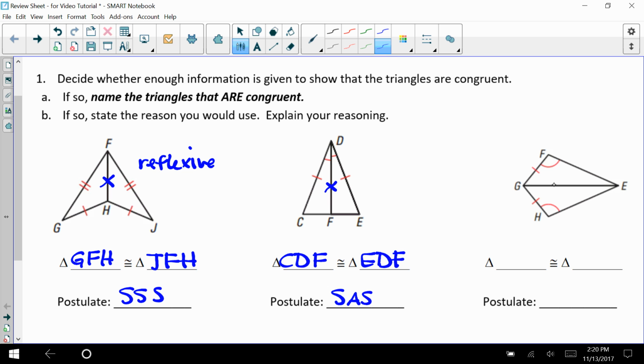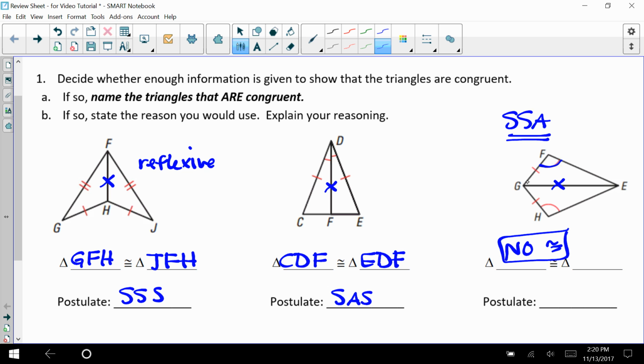Okay, then this last one, again, we have the reflexive property. But we have a side, side, and then an angle. And this angle is not included between the two sides, so there's no congruence here. Remember, no SSA or ASS. This postulate cannot be used to prove triangles are congruent. Even if they look like they're congruent, we're not given any other information to disclose that they are congruent.